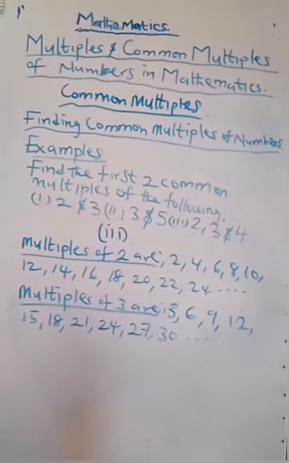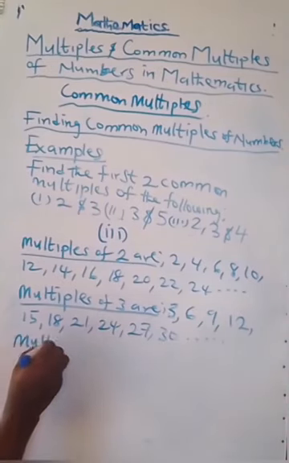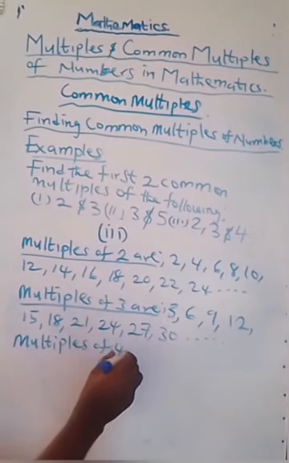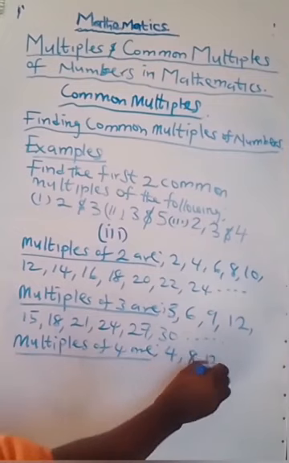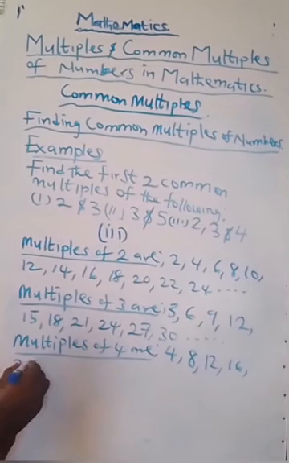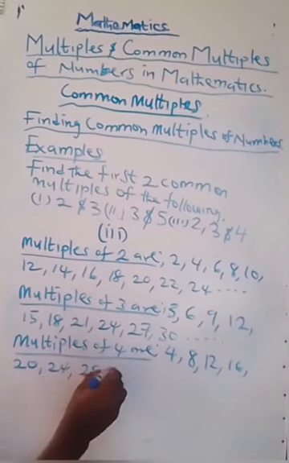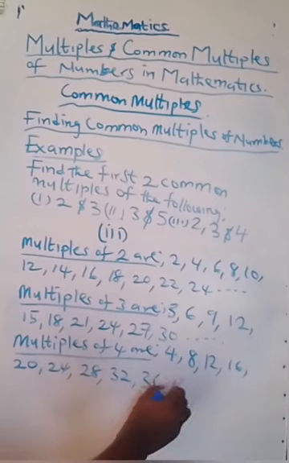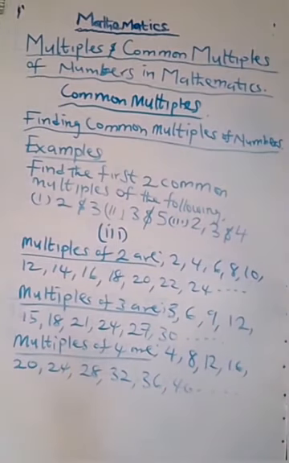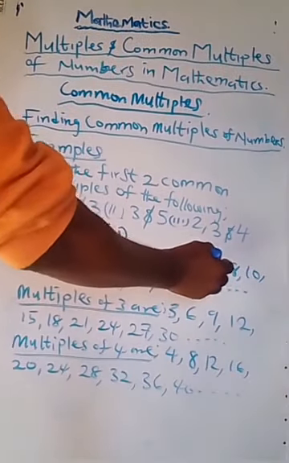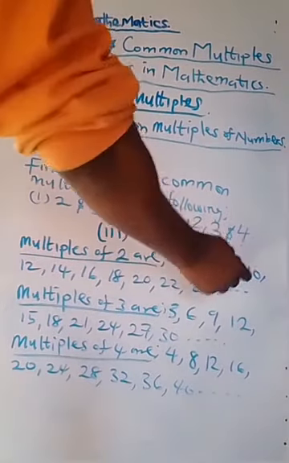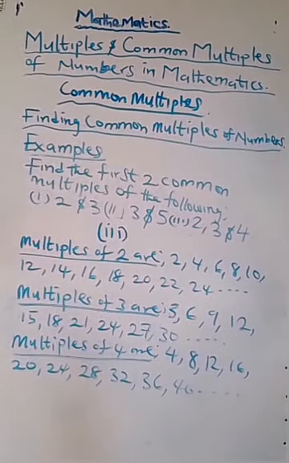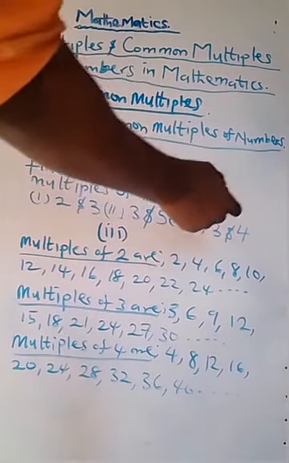Let's look at multiples of 4. Multiples of 4 are 4 itself, 8, another 4, 12, 16, 20, 24, 28, 32, 36, 40, and many more. So let's look at the first two common multiples of 2, 3, and 4. First, we can see 6 common to all, no, 6 is not common. 6 is here, is not here, right? If you go with 8, 8 is here, 8 is not here, 8 is here. If you go with 10, 10 is here, 10 is not here, 10 is not here.